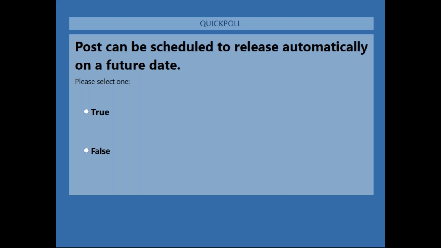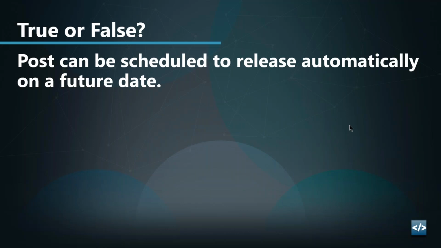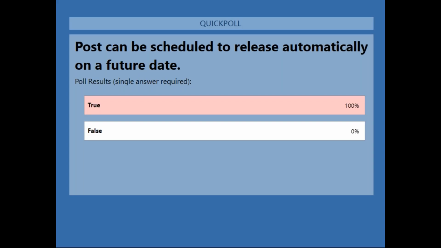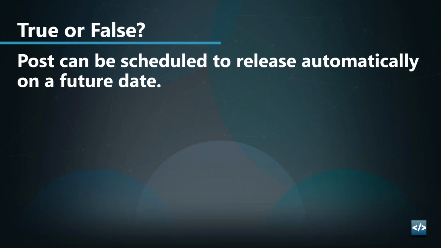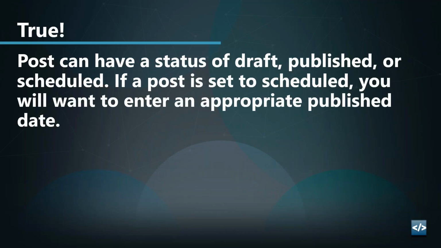And I'm going to go ahead and close the poll and share the results. So we were unanimous. Everybody said true again. So I'm going to hide the results and share the answer. And the answer is true. Posts can have a status of draft, published, or scheduled. If a post is set to scheduled, you will want to enter an appropriate published date. So basically, setting up the date to when you want to publish this post.